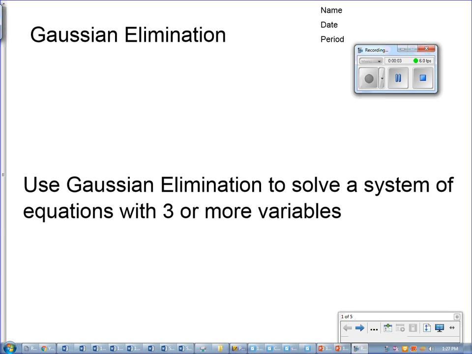The title of this note is Gaussian Elimination, and the outcome is that you're going to be able to solve a system of equations with 3 or more variables using a technique called Gaussian Elimination.